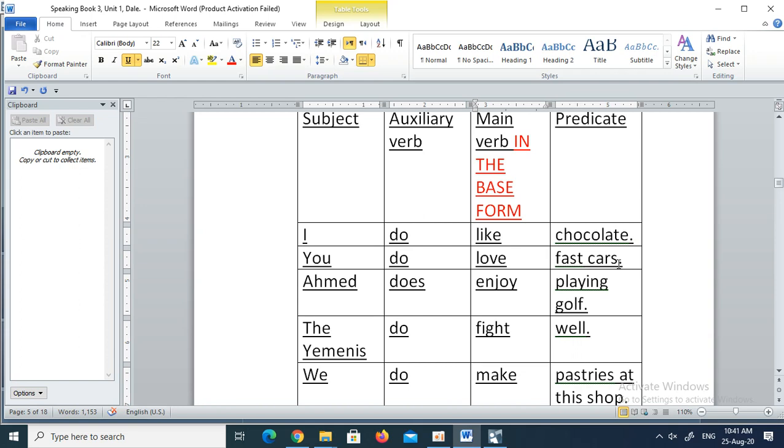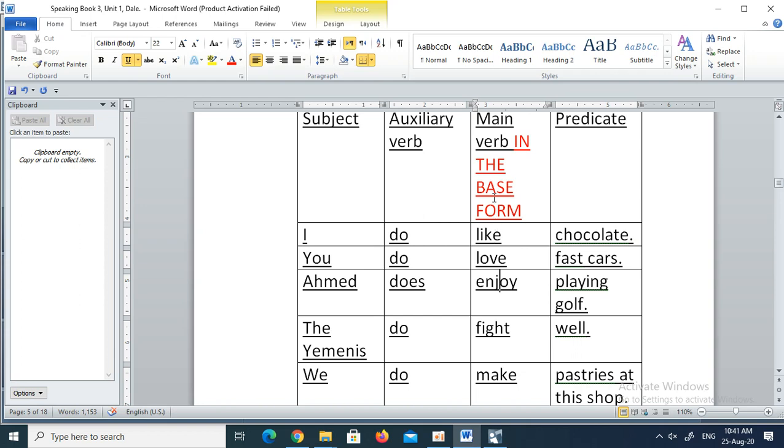You do love fast cars. Do is the auxiliary verb, love is the main verb. Ahmed does enjoy playing golf. Now, if we did not have that auxiliary, we would say Ahmed enjoys playing golf. But once we have the auxiliary, Ahmed does enjoy playing golf, that S falls away.